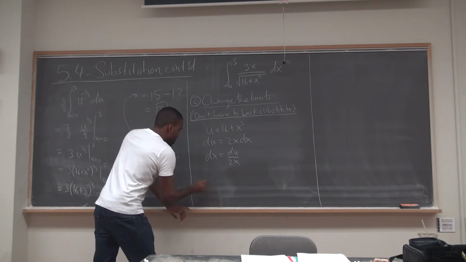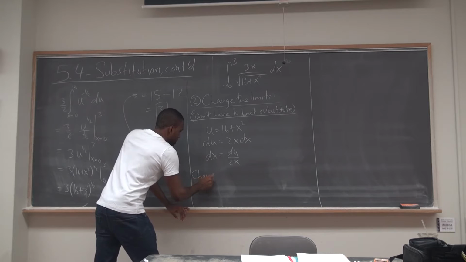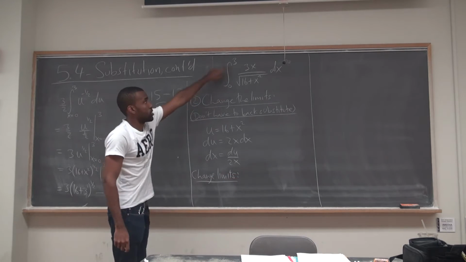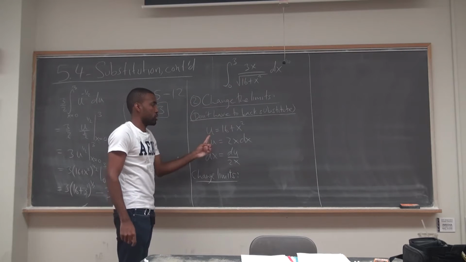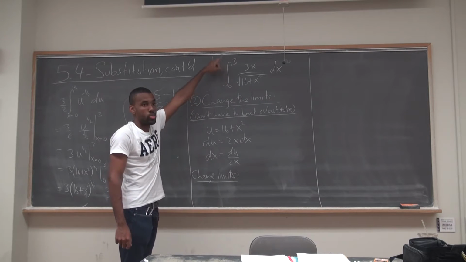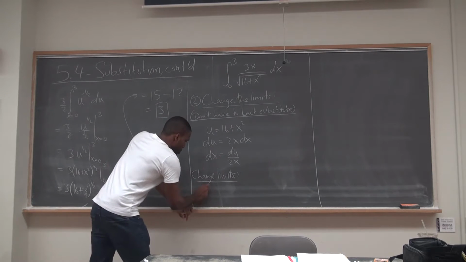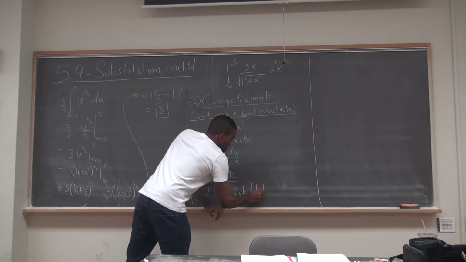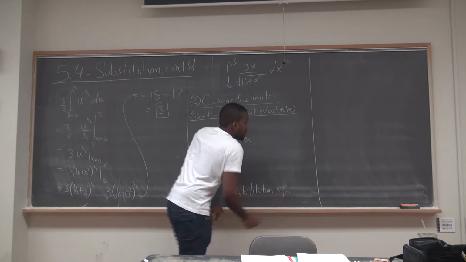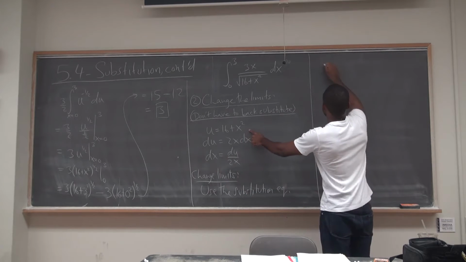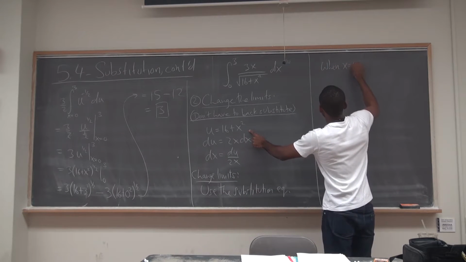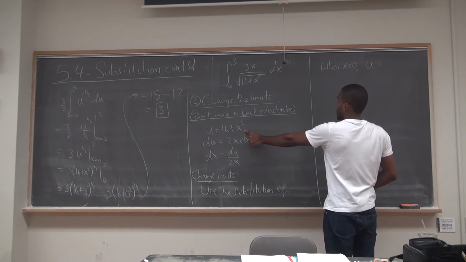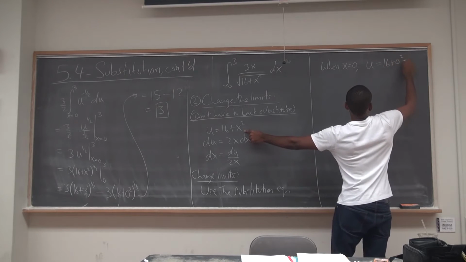And now what you would do here is you change the limits. Right? So you don't want 0 and 3 anymore because you're getting away from x's and you're going to u's. So you have to find out what the corresponding u values are. So you'd use the substitution equation. Here, I know that when x equals 0, u would be equal to what? Yeah, it's going to be 16 plus 0 squared equals 16.